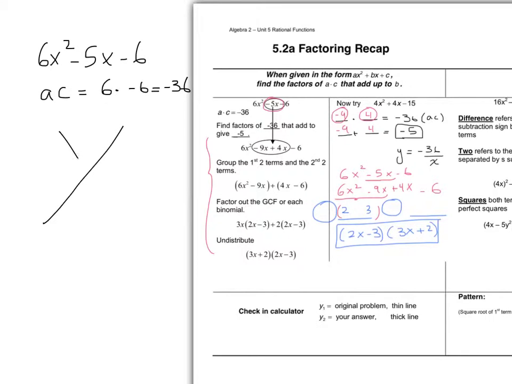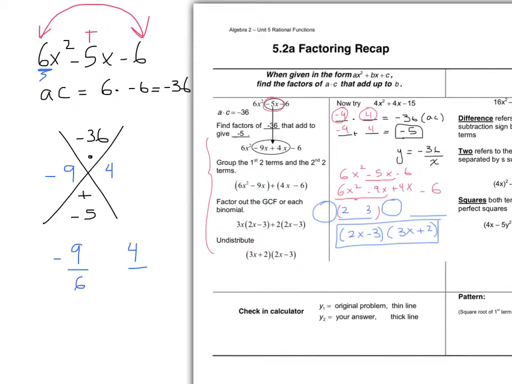So you need to try to find two numbers. When you multiply, you would get negative 36, and you would add to give you the negative 5. So something that would multiply to give you 6 times negative 6, and something that would add to give you a negative 5. Now you can tell that those two numbers are negative 9 and 4. So you write them down, and remember to divide by a. What is a? 6. Divide both of them by a.